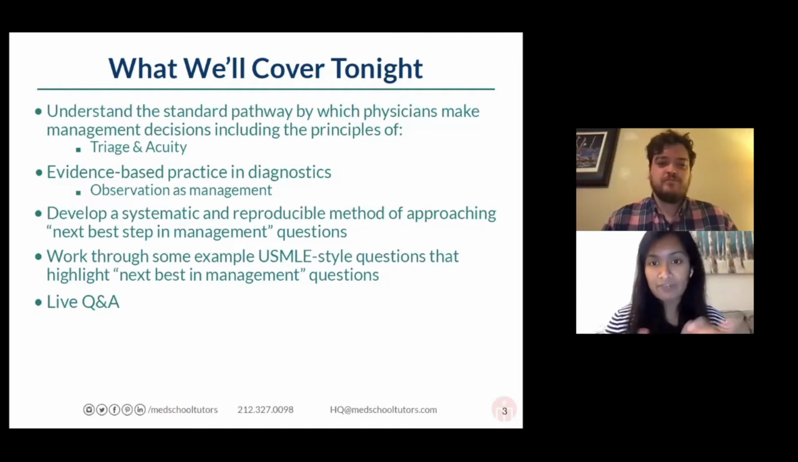And then we're going to, of course, go through a bunch of questions to hopefully give you an idea of how we use this framework. We'll also have a live Q&A at the end of our session. So if you have any questions, please feel free to throw them into the chat box, and we will either address them as we go along or address all of them at the end.